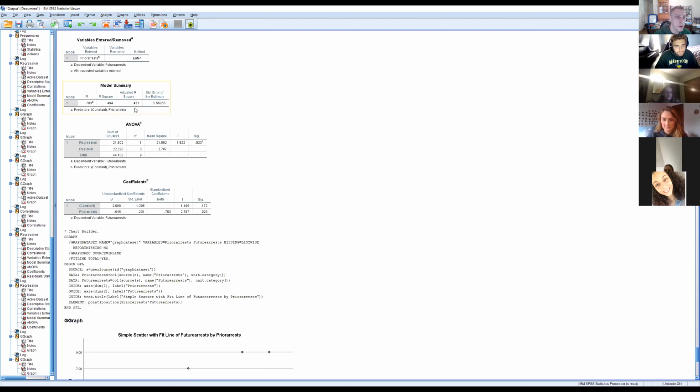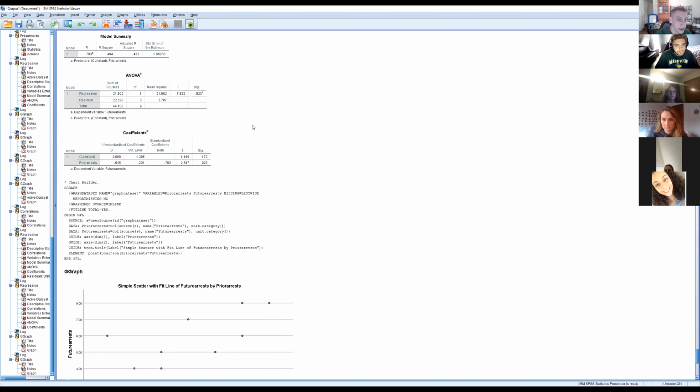With some of this other stuff, we're not going to go over that right now. This is later when we get to multiple regression. But for these purposes, the explained variation in the dependent variable is R square. So prior arrests explains about half of the variation in future arrests.